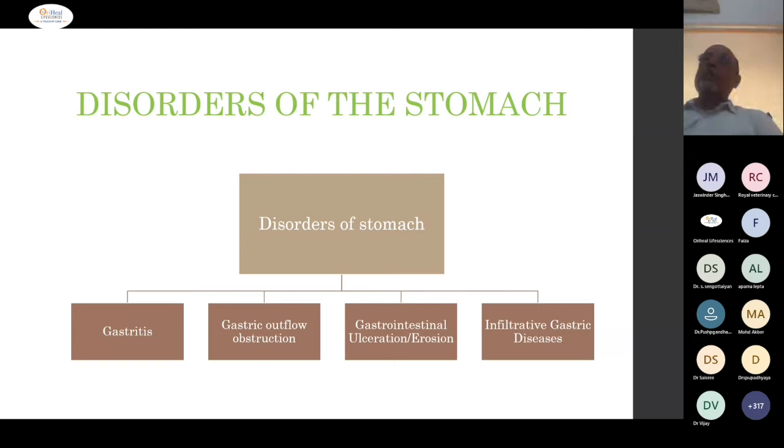So next we'll come to the disorders of the stomach. Usually you have gastritis, which is inflammation of the gastric mucosa, or gastric outflow obstruction, where the contents are unable to go to the duodenum, gastrointestinal ulceration and erosion, where there is severe ulcerative disease, intraluminal lesions, and infiltrative gastric disease, probably due to immune mediated disease or due to tumors.